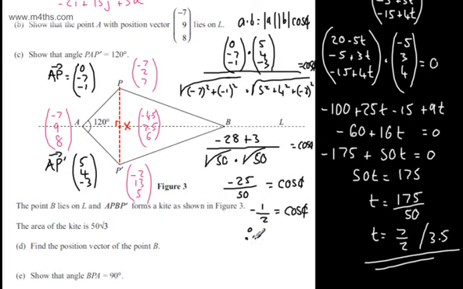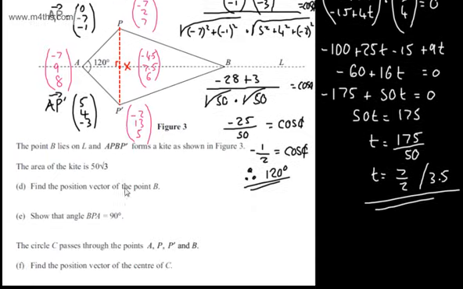Therefore, 120 degrees. So all we have to do is show, using the dot product, the angle between these two vectors, AP and AP dashed. And again, state that clearly in your working. Okay, let's go ahead and move on.